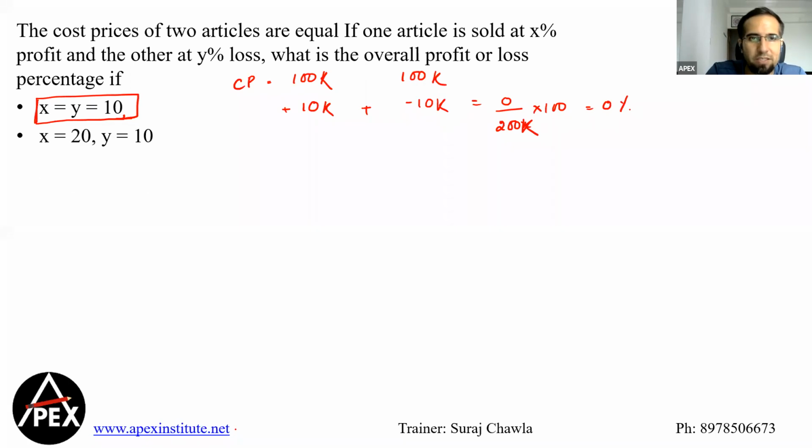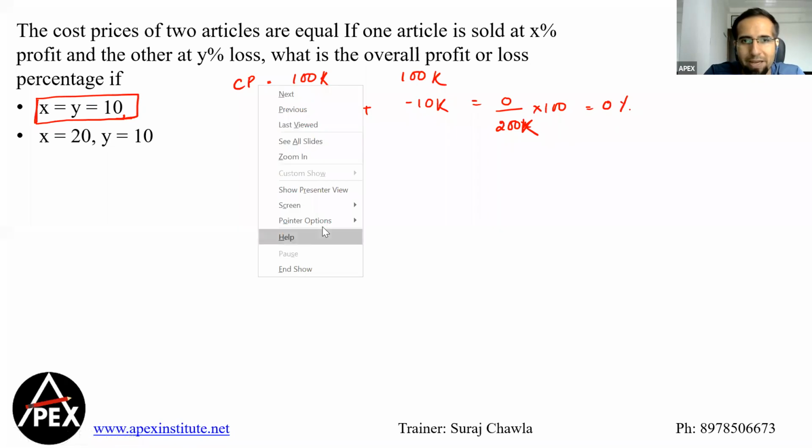Let's look at this question, please. So X is equal to 20 and Y is equal to 10. Now can you apply and get the answer, please?